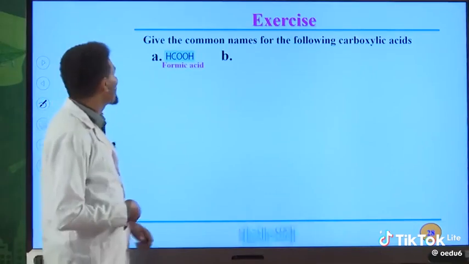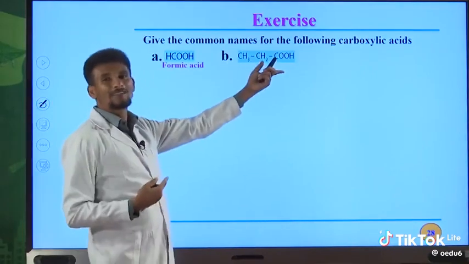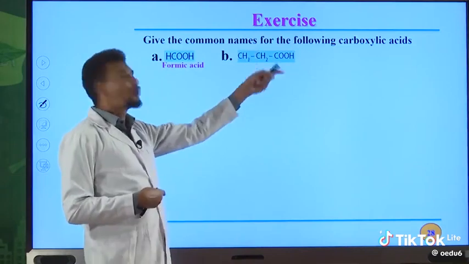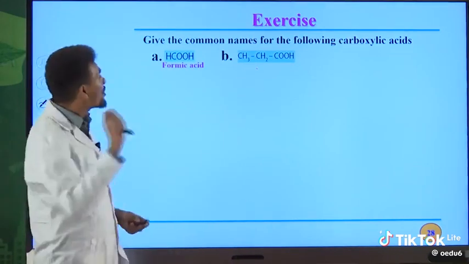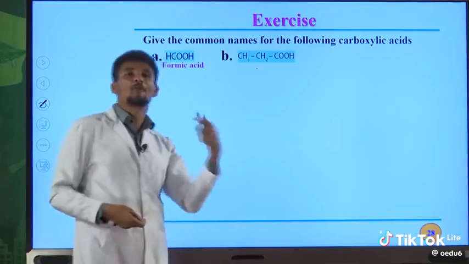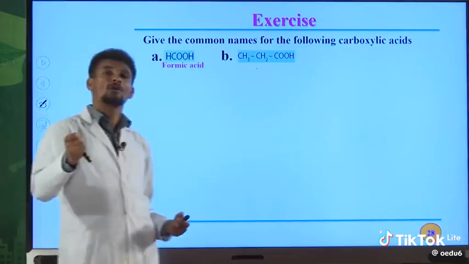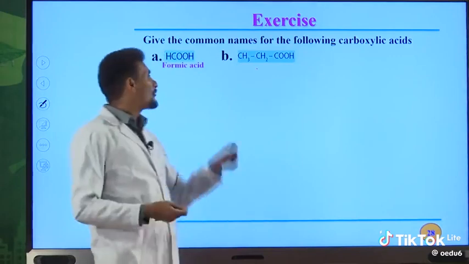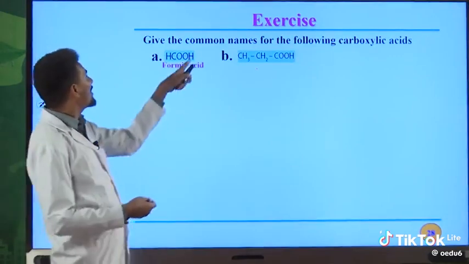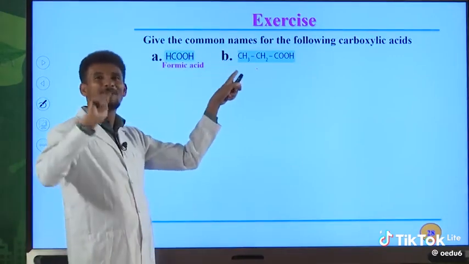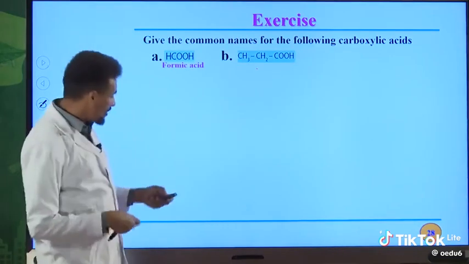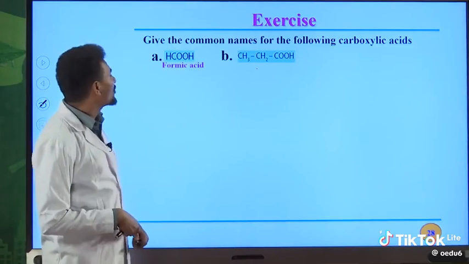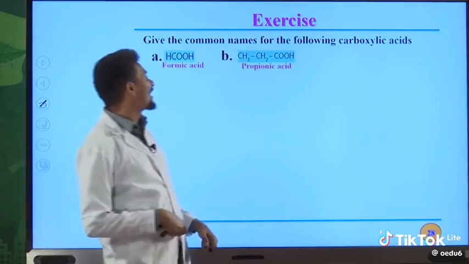Second example, we have 3 carbon atoms. Therefore the common name for this carboxylic acid is propionic acid. It is derived from the Greek word propion, which means milk. Therefore it is named propionic acid. Carboxylic acid that contains 2 carbon atoms is acetic acid. It is derived from the Latin word acetum, which means vinegar. I already told you about that one.